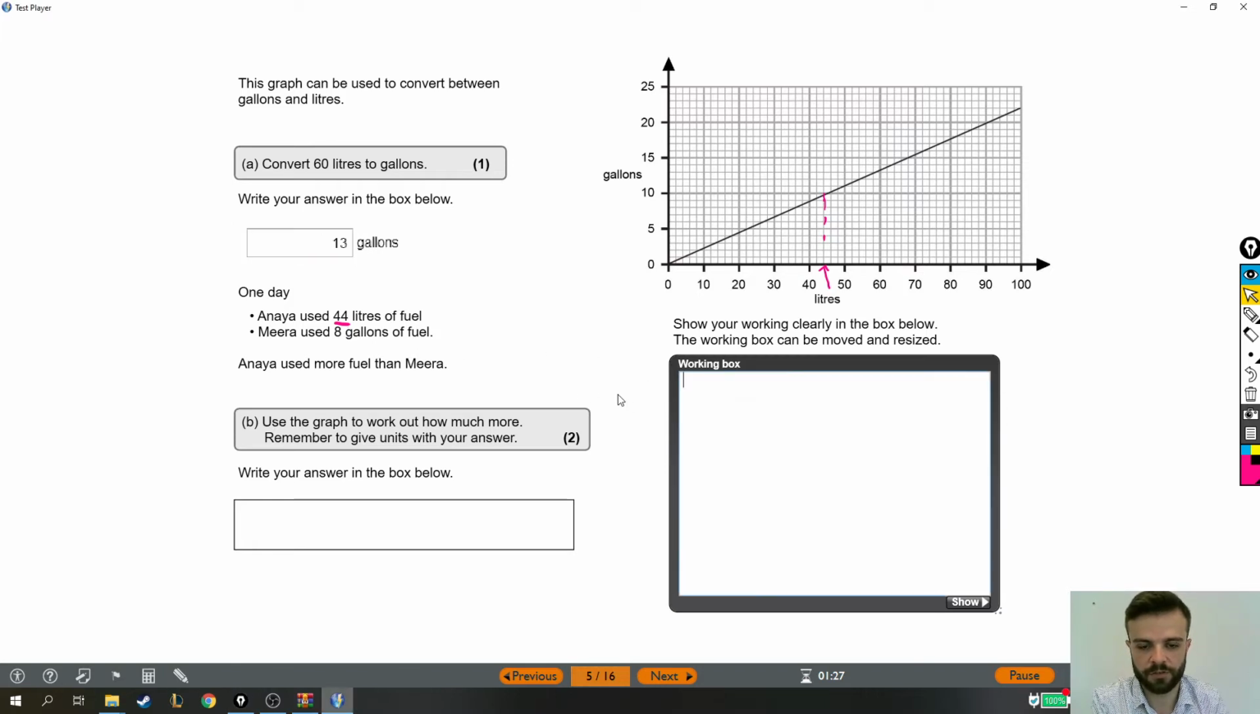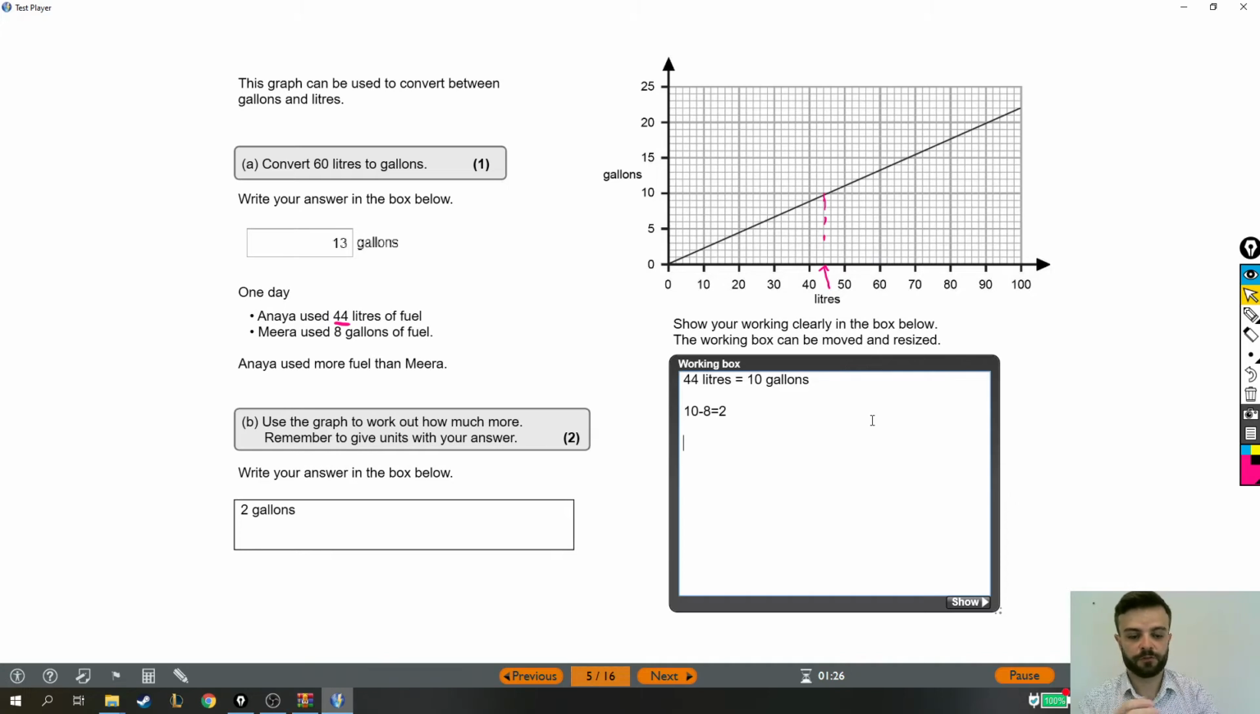44, maybe it's worth putting something in the working box. What did we do? Well, we didn't really do anything, but still, we read off that 44 litres equals 10 gallons. But the question isn't asking to convert, it's saying how much more fuel did Anaya use? Well, Anaya used 10 gallons, Mira used 8, so how much more? 2 gallons more. I suppose the very small thing we did there is we did 10 take away 8 equals 2. The difference between them is 2.